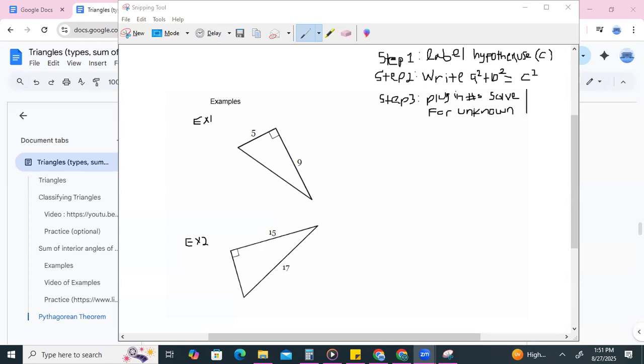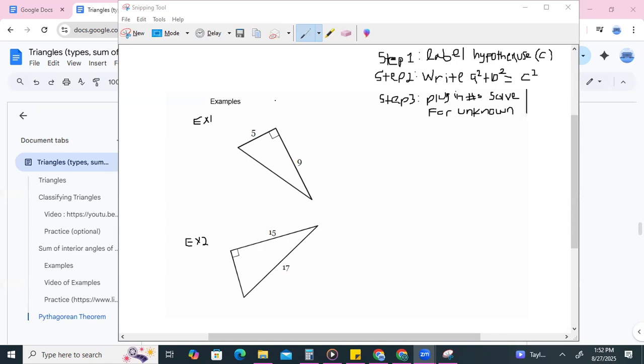Now we're moving on to the Pythagorean theorem. The Pythagorean theorem states that the sum of the squares of your two legs is equal to the square of your hypotenuse. The hypotenuse is the longest side of your triangle, and in a right triangle it is always across from the right angle, since that is your greatest angle in a right triangle.